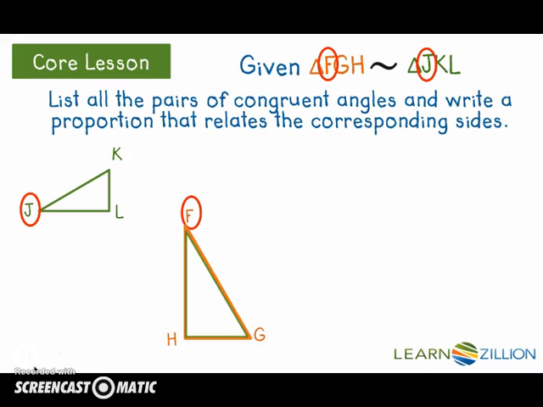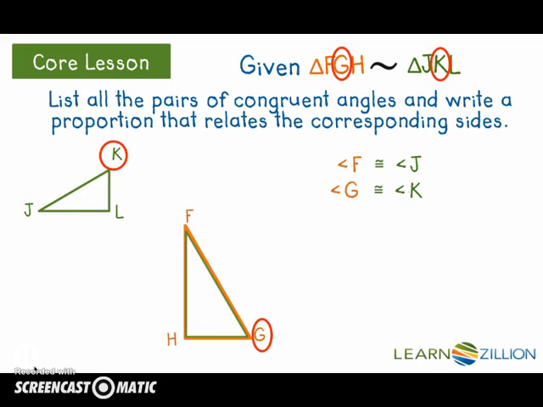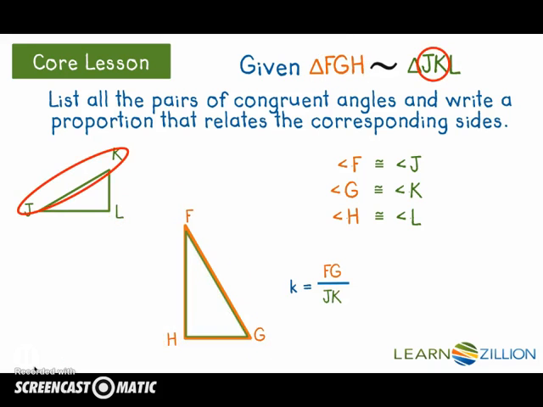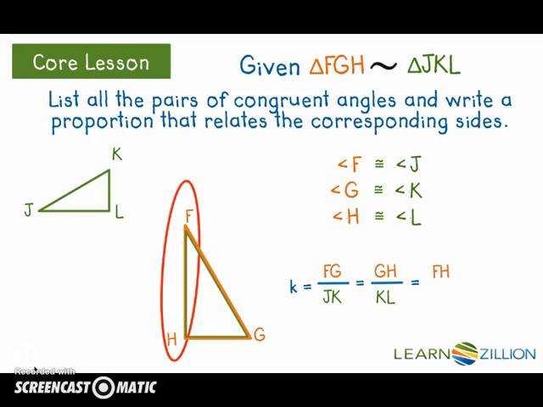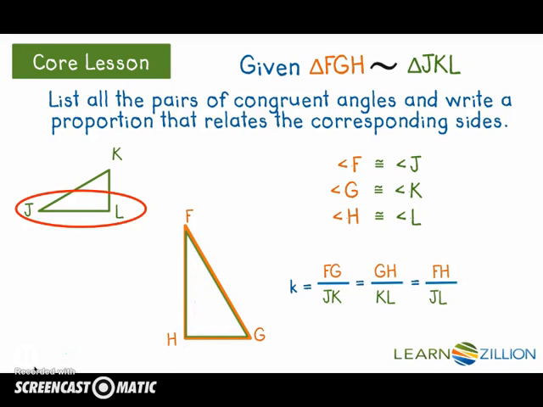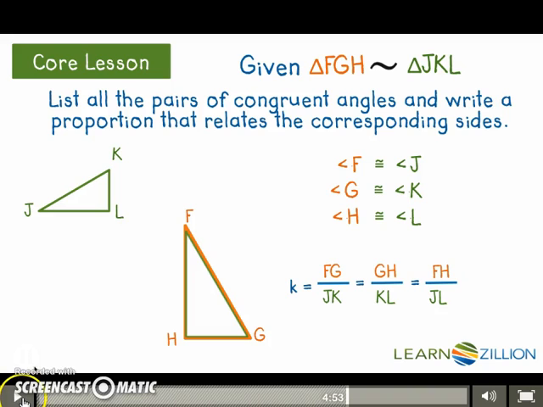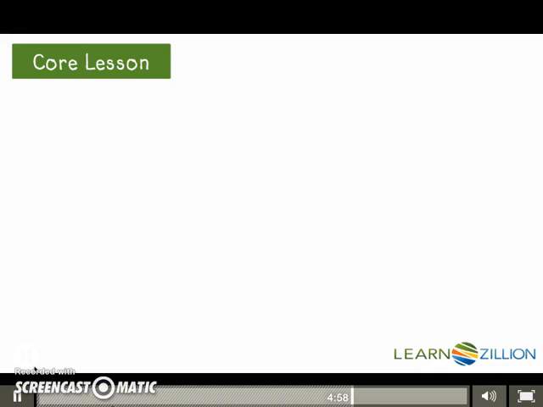And we can look at what angles are congruent in the similarity statement and in the diagram, and we see that angle F is congruent to angle J, angle K is congruent to angle G, angle L is congruent to angle H. And looking at the ratio of the corresponding sides, the k value is going to equal FG divided by JK, equaling GH divided by KL, equaling FH divided by JL. And the way they're written in their similarity statement helps us to match up our corresponding sides and our corresponding angles.